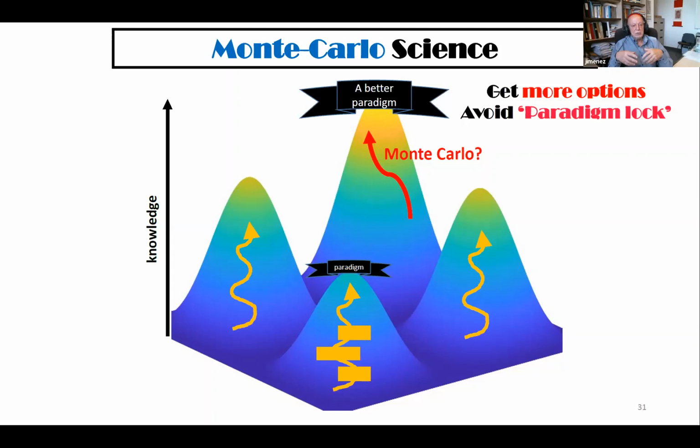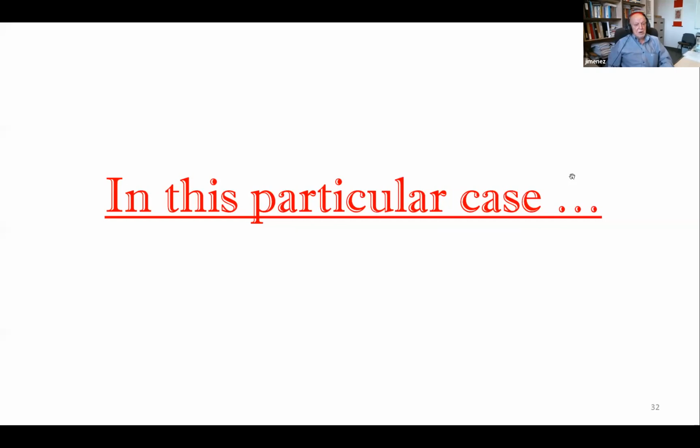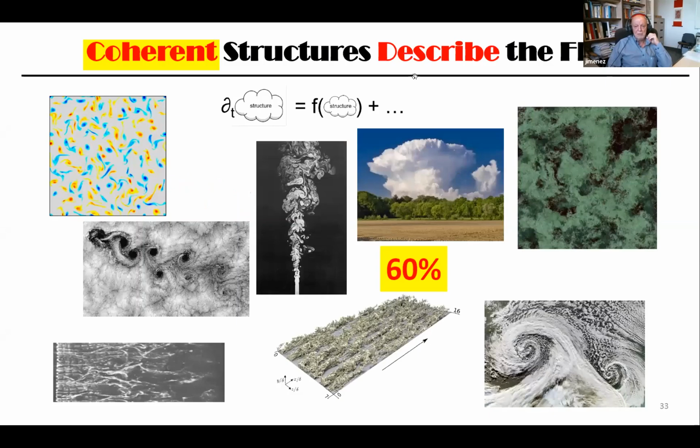In this particular case, what happened? What was the new paradigm from my point of view? Okay. Well, of course, you have something about two-dimensional turbulence, but to me, it was more personal, if you want. I have spent a long time looking for coherent structures, because I know that coherent structures in many cases describe the flow well.